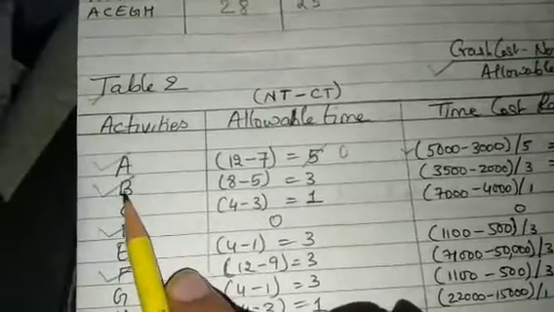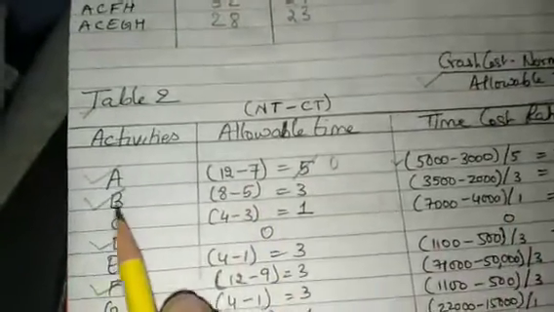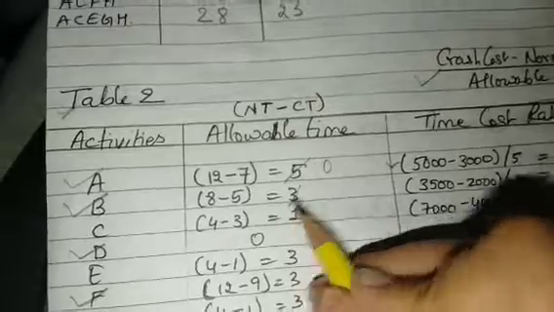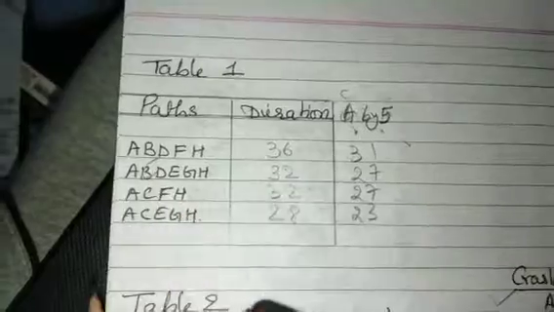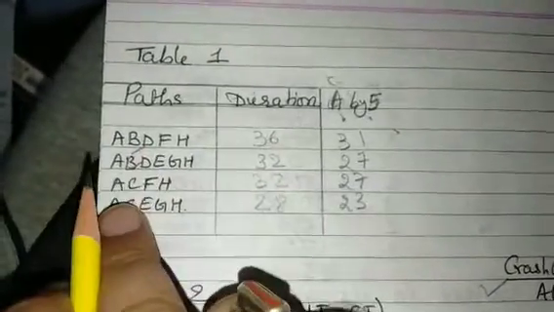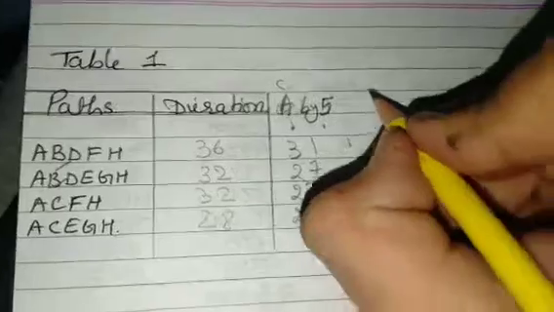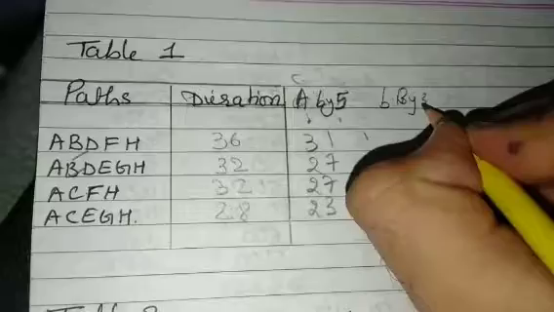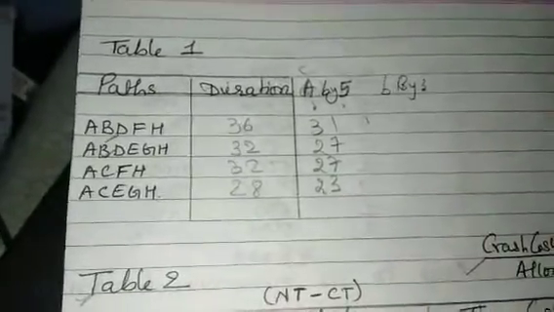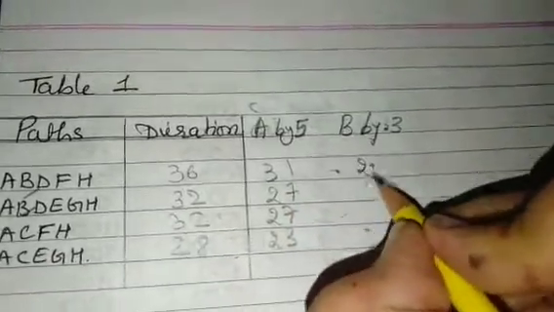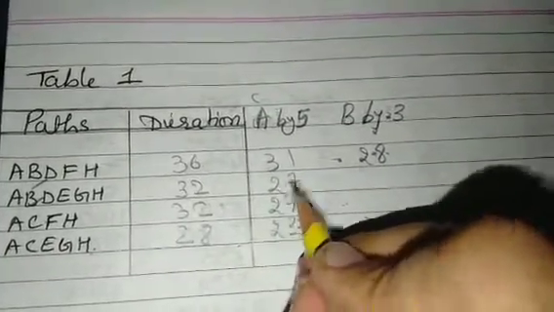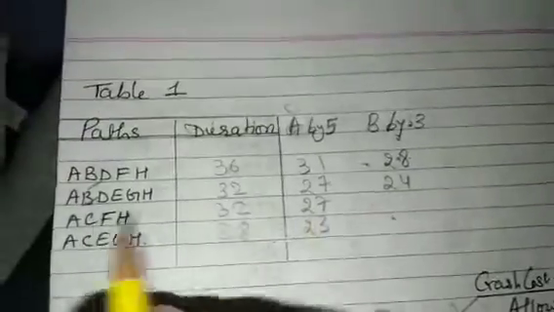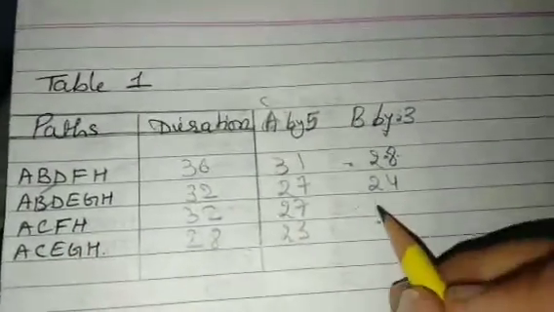Now we would be moving to our activity B. Activity B can be crashed for 3 days. Where the activity B is there, that duration only can be reduced, so for the first and second paths we can reduce it. So crash B by 3 days. 31 minus 3, that would be 28. Similarly 27 minus 3, that would be 24. These last two do not have B, so write them as they are.